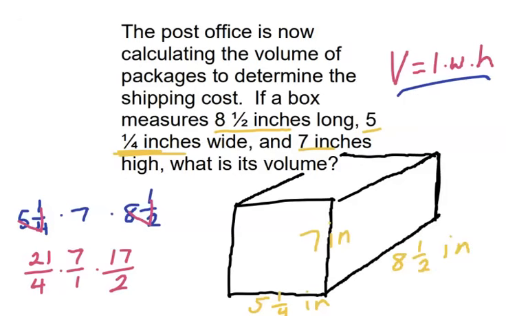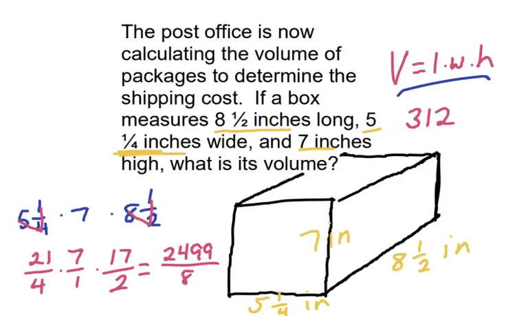All right, it doesn't look like we can do any cross-reducing or anything like that, so let's just do the multiplication across it. 21 times 7 times 17 equals 2,499. Okay. Then down at the bottom, we have 4 times 2, which is 8. Let's see, 2,499 divided by 8. So 8 will go into it 312 times.